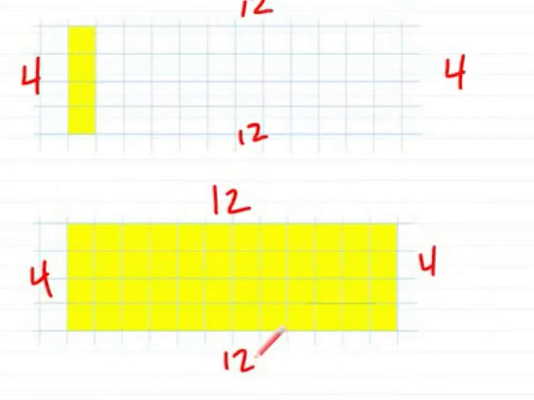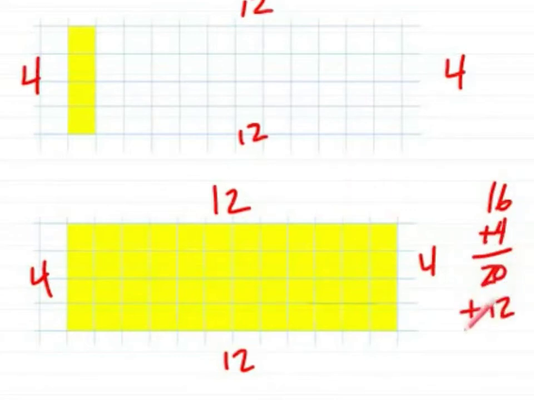I always like to check my math before I move on to another question. To get the perimeter, I add 12 plus 4, which is 16, plus 4, which is 20, plus 12, which is 32. Yes, the figure I made has a perimeter of 32 units.